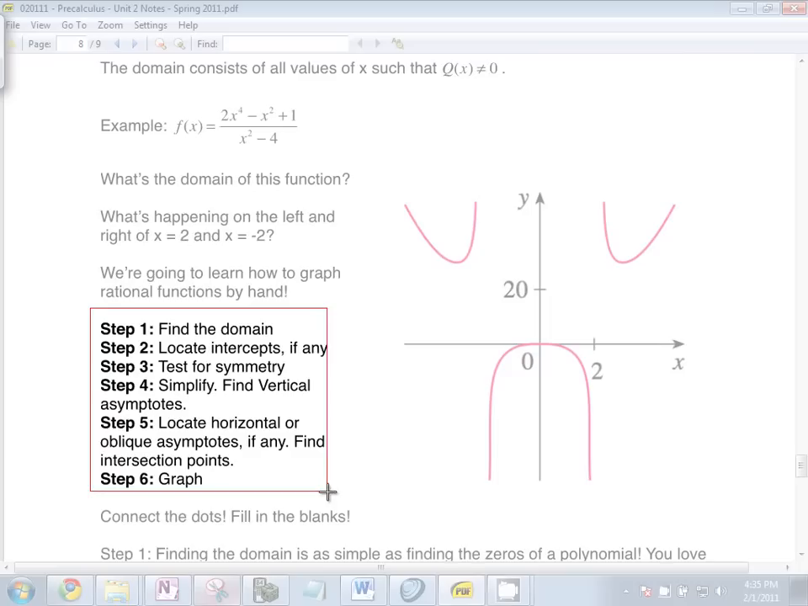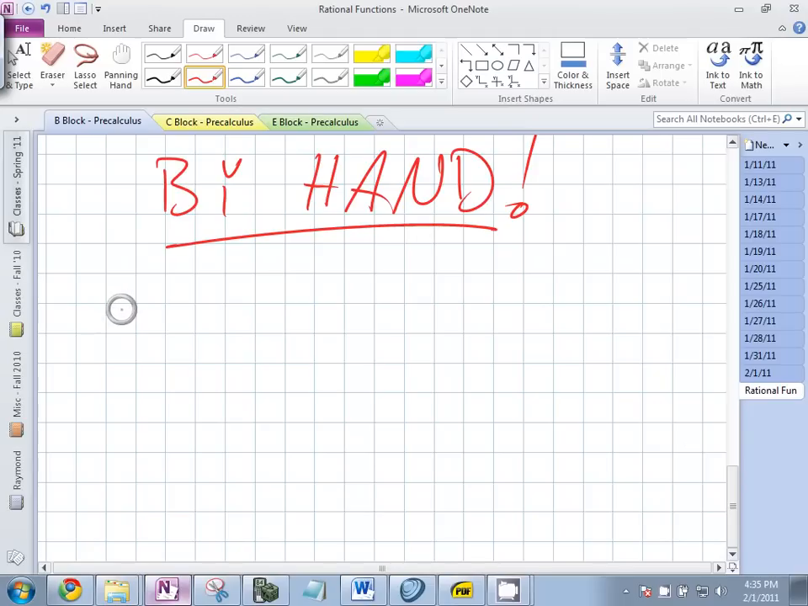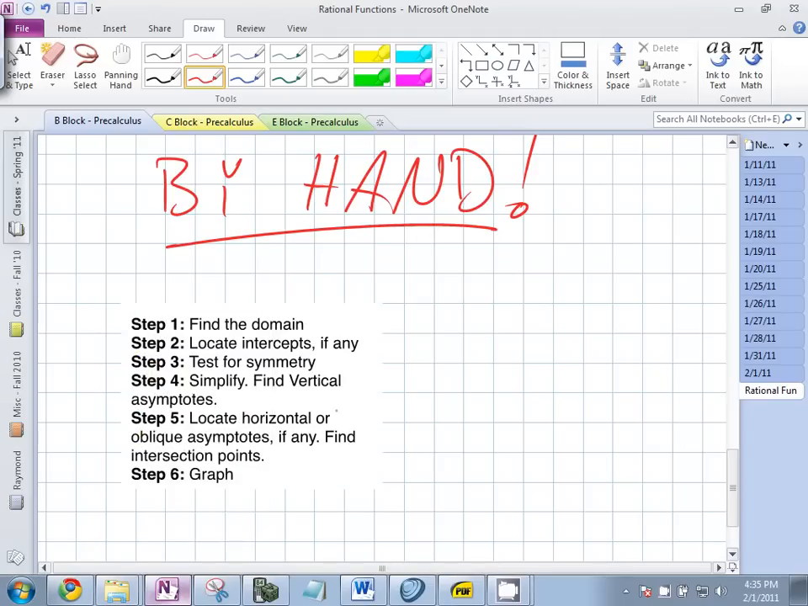We're going to focus on the first 3 steps right now, and then later we're going to focus on the last 3 steps. First, we're going to analyze and try to work on the domain of the function. So let's say we had g of x is equal to 2x to the 4th minus x squared plus 1 over x squared minus 4.